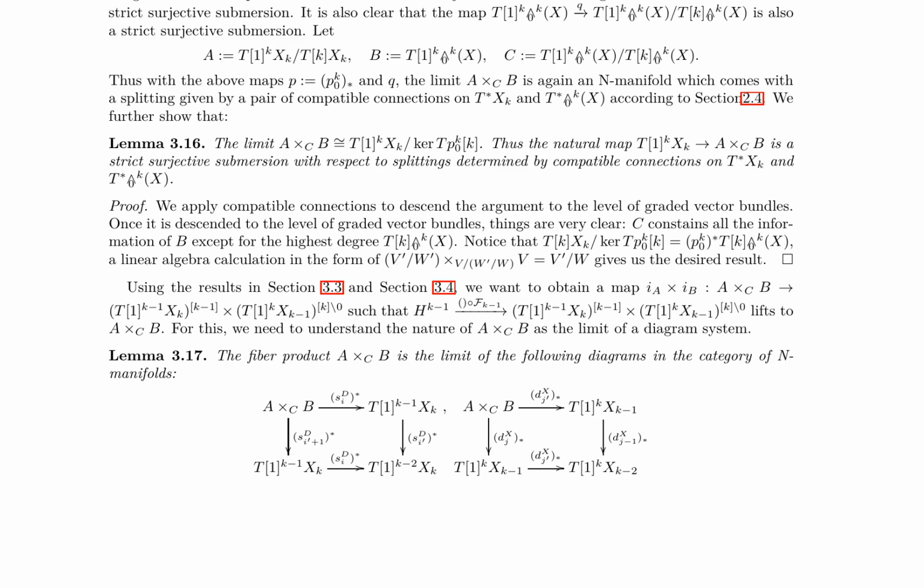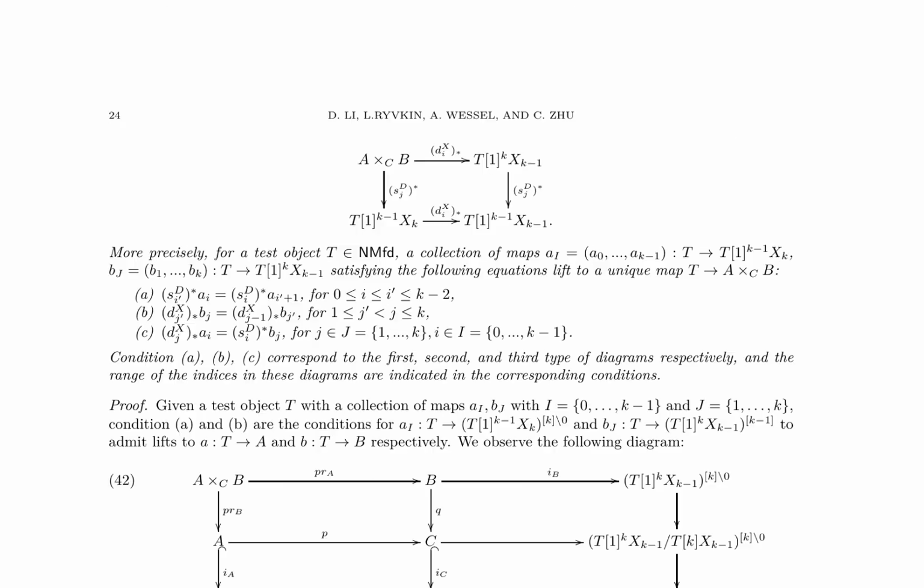The section concludes with lemmas 3.16 and 3.17, which demonstrate the equivalence of A times CB with the limit of a diagram system and its relationship with the fiber product of T1, K-1xk and T1, KXK-1. The authors prove that the limit of the diagram A times CB is representable as a graded manifold over X0.